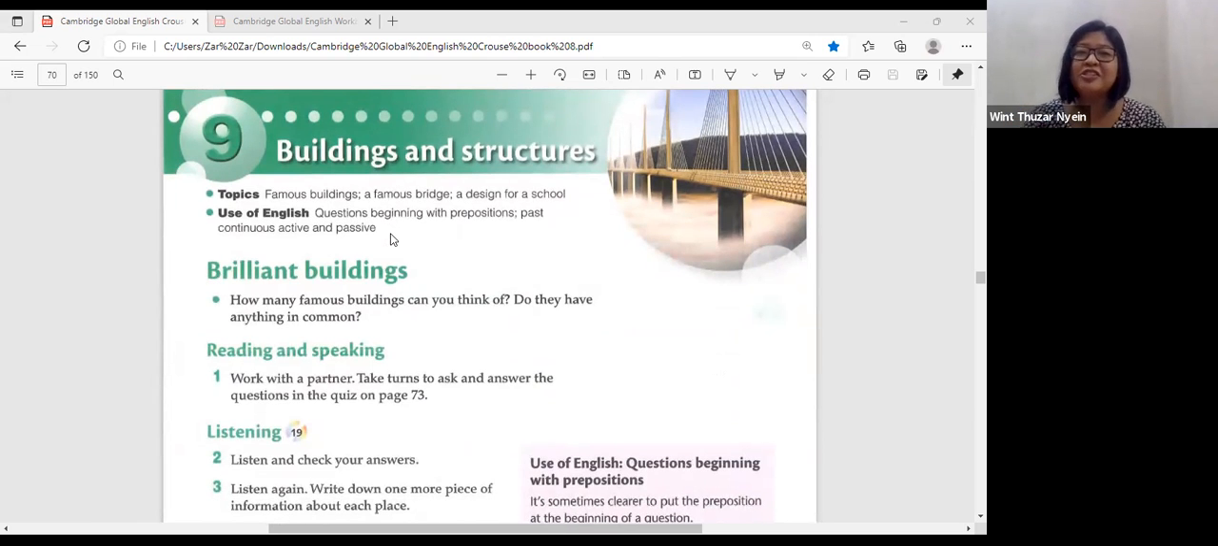Buildings and structures. This is more interesting, and you'll see that in the topic we're going to learn famous buildings, famous bridges, design for a school, and in the use of English you're going to learn about questions beginning with prepositions, past continuous active and passive. Okay, so you'll see the brilliant buildings. How many famous buildings can you think of? Do you have anything in common? Maybe you remember the name of the buildings or something like this. Yes?